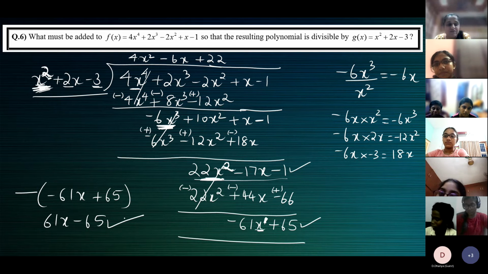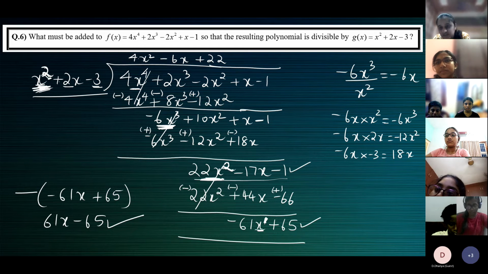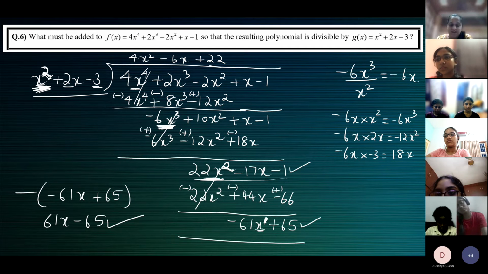61x minus 65 is to be added to f of x so that it is exactly divisible by g of x. What should be added? The negative of the remainder should be added. What should be subtracted? The remainder as it is should be subtracted. Whatever is the remainder should be subtracted.